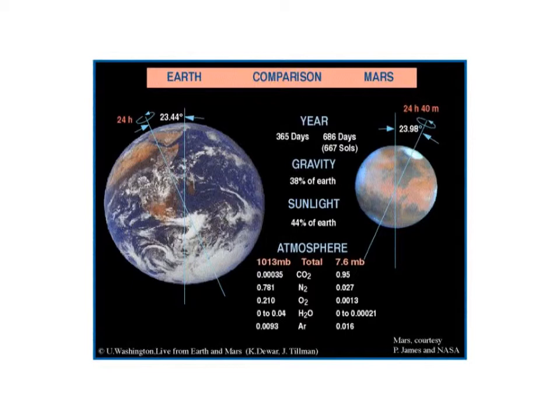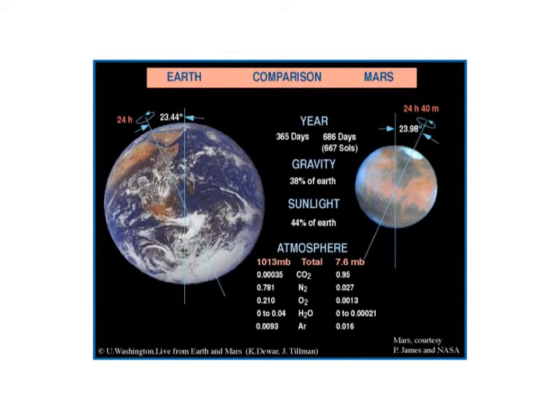The day on Mars is a little more than half an hour longer than the day on the Earth, so it's spinning around on its axis about the same time. Gravity is about a third of the Earth. Sunlight is less because it's further away from the sun. The solar intensity drops off as the square of distance away from a light source. So the further away you get from the sun, the dimmer and dimmer planets become.